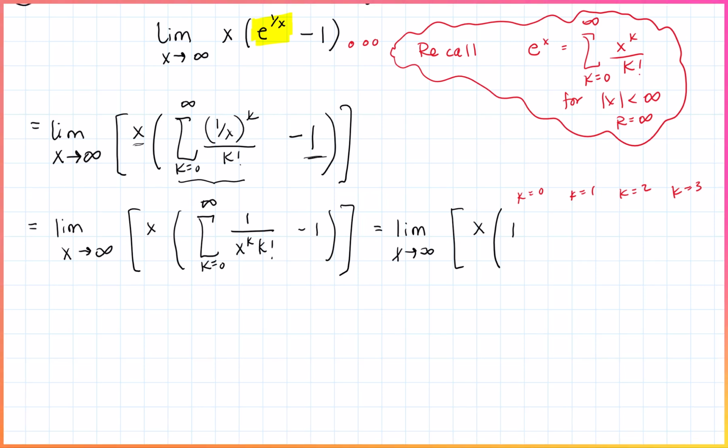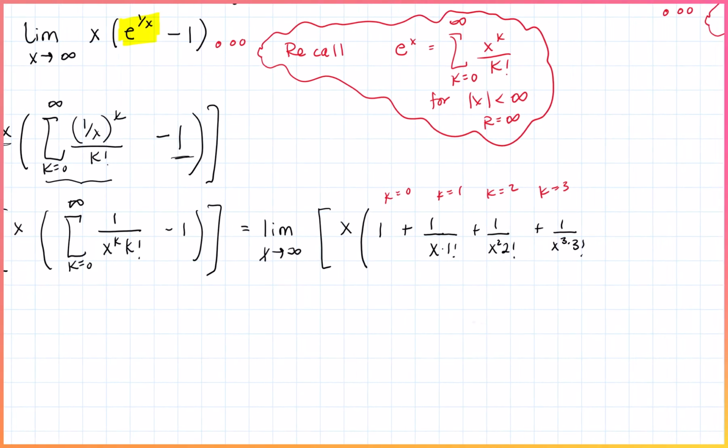Then the next term, so when k equals 1, when we plug in k equals 1, we're going to get plus 1 over x times 1 factorial, plus, then we get 1 over x squared times 2 factorial plus 1 over x to the third times 3 factorial. And that was my power series. I'll put that in parentheses, plus dot, dot, dot. This pattern continues, dot, dot, dot. Obviously, it's a power series. And then we're going to subtract 1. And we're going to multiply all that by x.